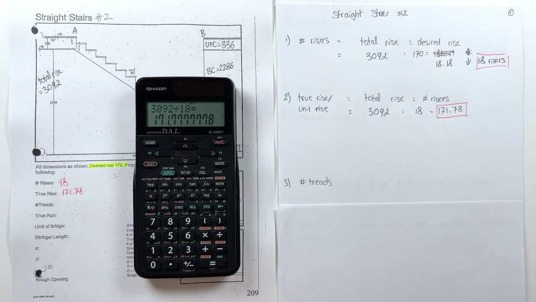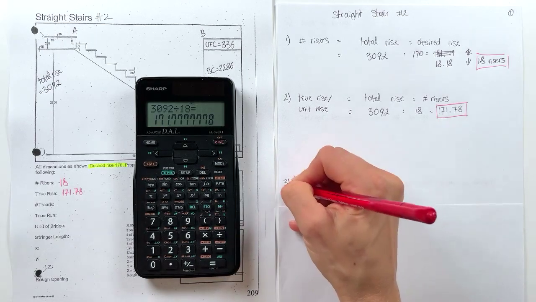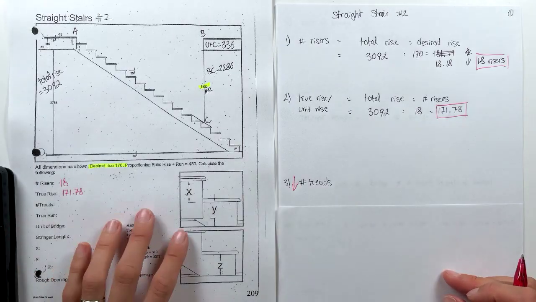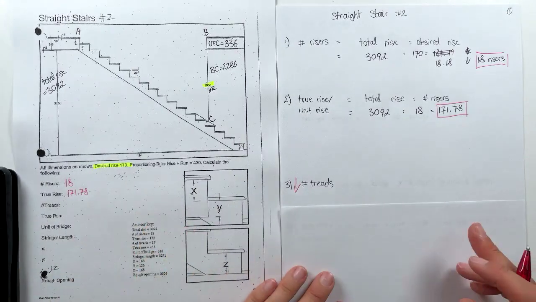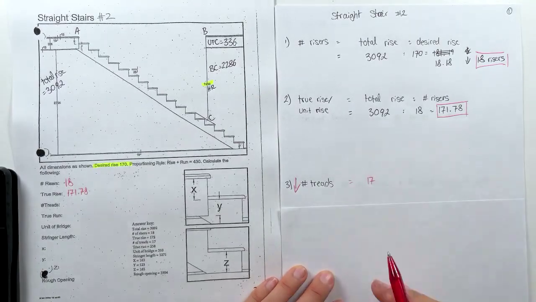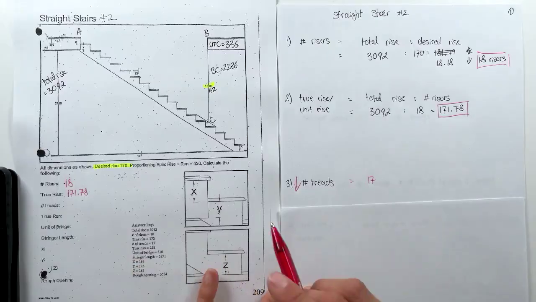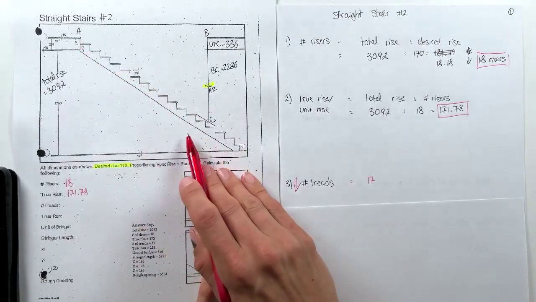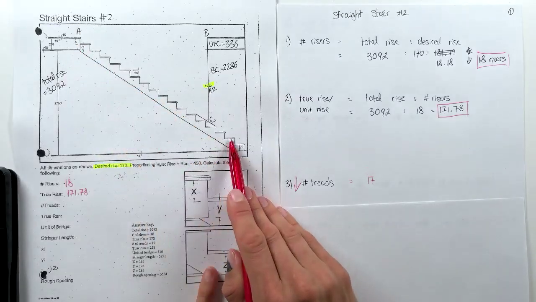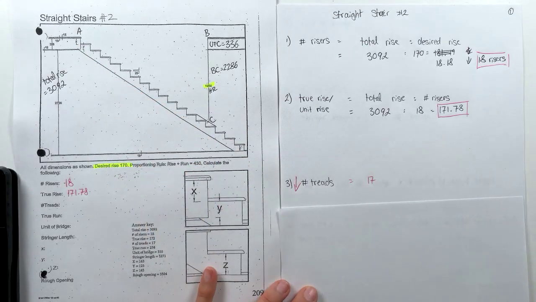How about our number of treads? Well, I like to always put myself a little arrow there because there's always one less tread than risers. So knowing that, we have 18 risers, which means we're going to have 17 treads. Why? Well, if we look at our set of stairs, we start with a riser and we end with a riser, which means we have to have one tread less than risers.